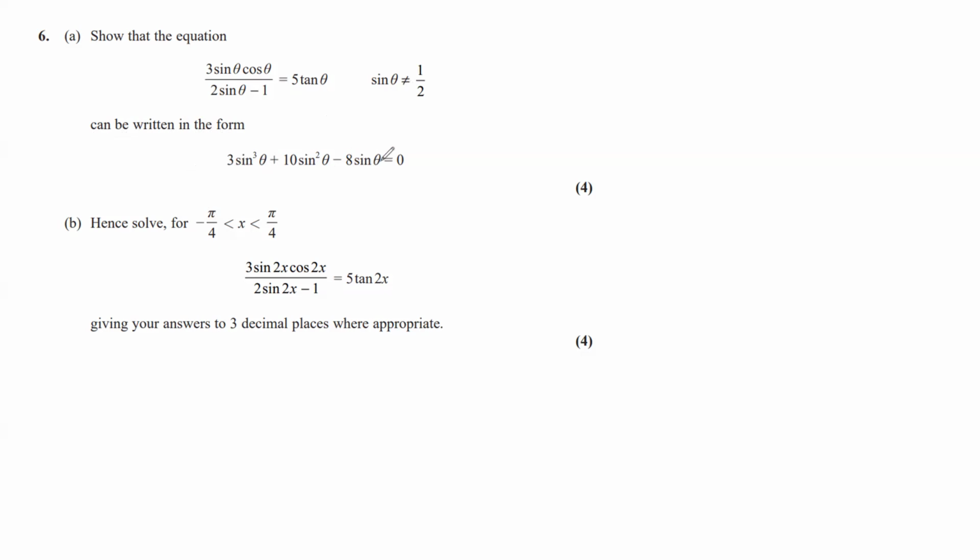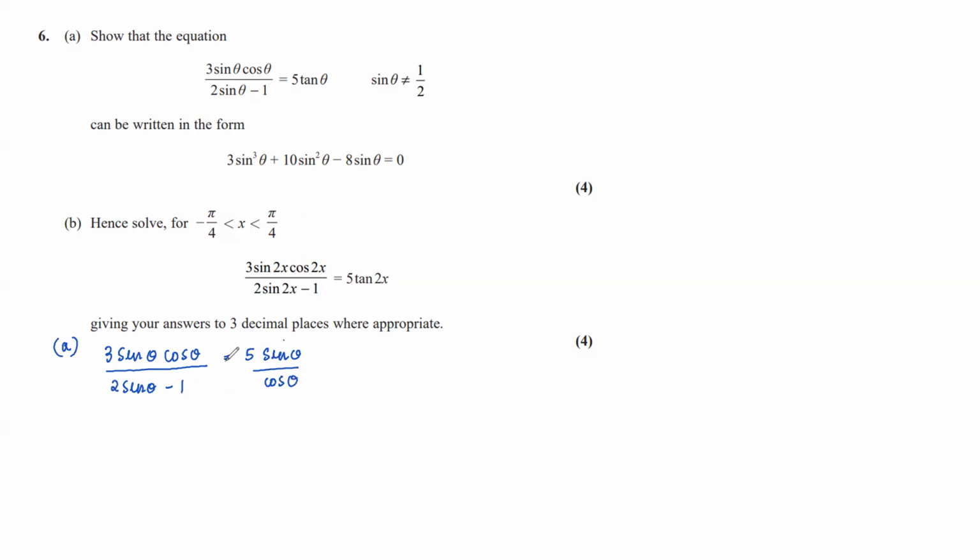Here we can see only sine terms are there. So wherever we have cos and tan, we need to change it into sine. We don't need cos, we don't need tan, we need only sine. So 3 sine theta cos theta divided by 2 sine theta minus 1 is equal to 5 into tan theta, which can be written as sine theta over cos theta.